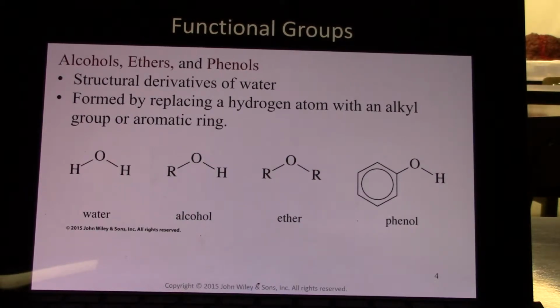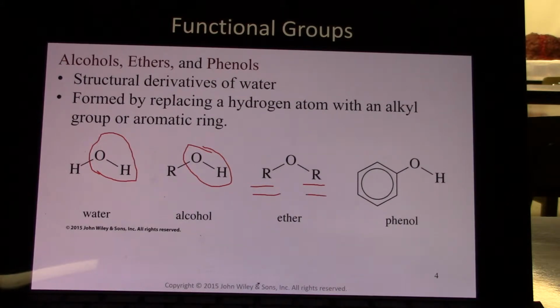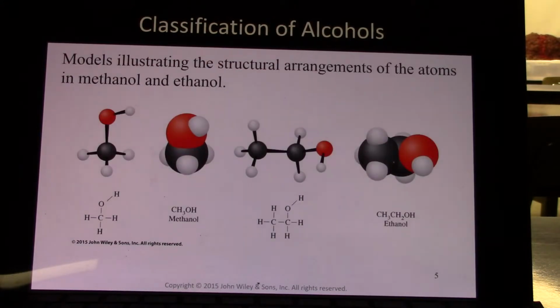So alcohols, ethers, and phenols are structural derivatives of water. They have that OH just like water has. So we see water has this OH here. You're just changing, for an alcohol, one of the H's to an organic group. With an ether, you switch both hydrogens for organic groups. And in a phenol, you have the OH again, but now you have an aromatic ring coming right off of it.